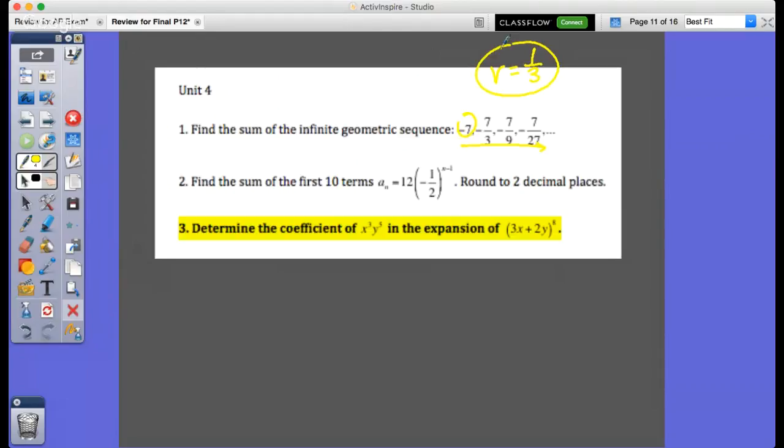And remember, this would be an R because it's geometric. It's because we're multiplying. If we were adding a specific number, that would be arithmetic, something a little bit different. But with this, we're looking at a ratio of 1/3, and it says find the sum of the infinite geometric sequence. Now, if it's infinite, I believe it's on the formula sheet, it's the infinite geometric series, which means it's A1 over 1 minus R. That would be the sum as it goes to infinity.